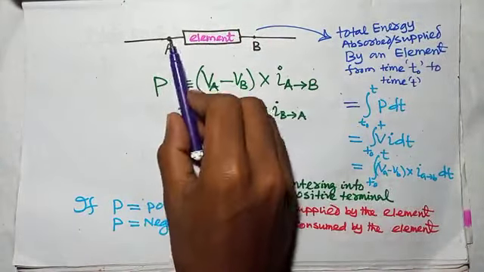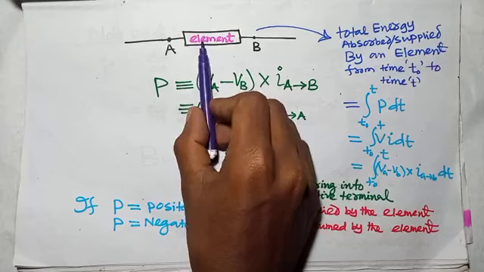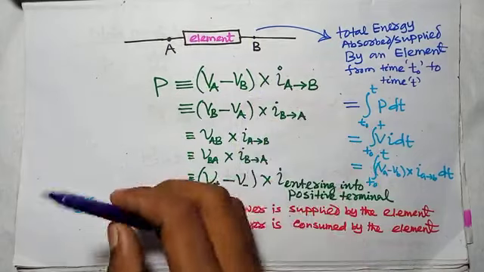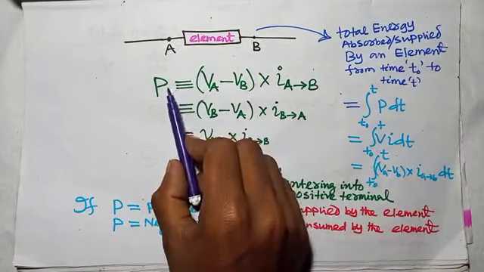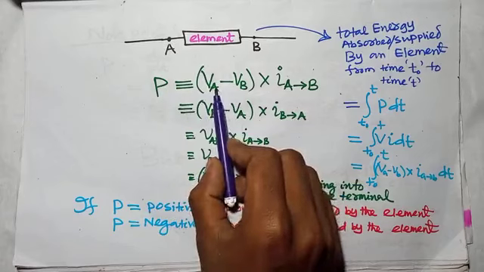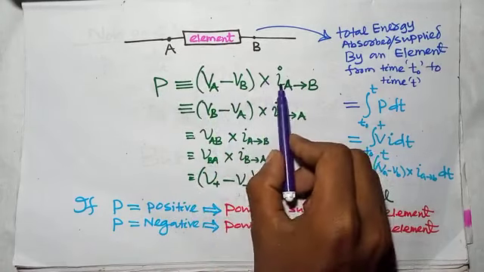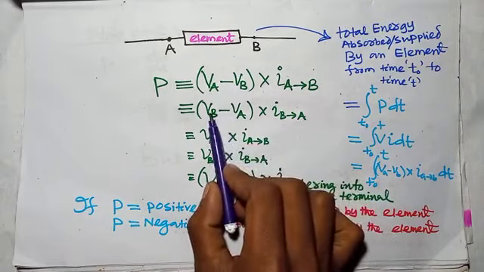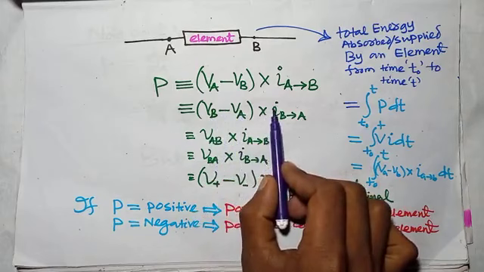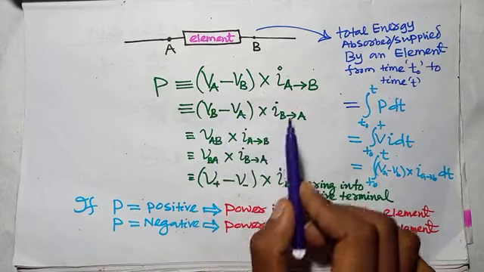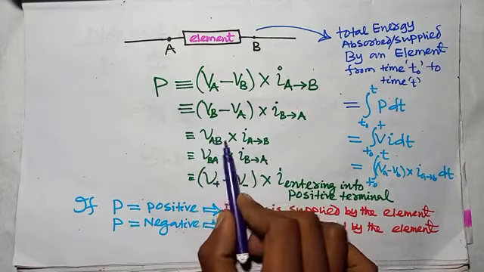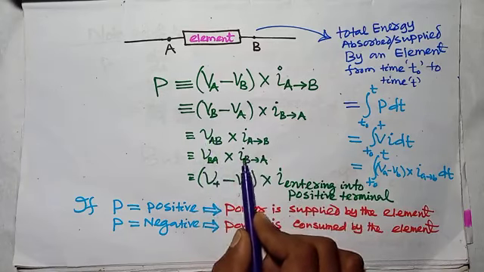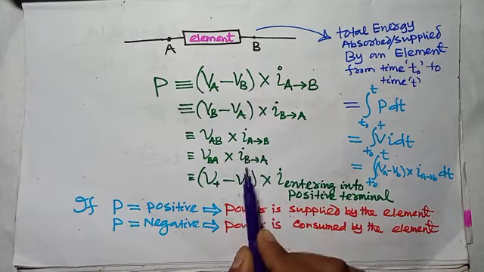Let's say I have an electrical element with terminal A and terminal B. The power of this element is given by VA minus VB multiplied by the current flowing from A to B, or it can also be written as VB minus VA multiplied by the current flowing from B to A, which is the same as VAB into the current from A to B, or VBA into the current flowing from B to A.